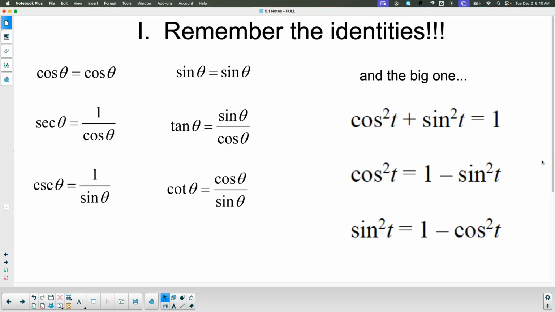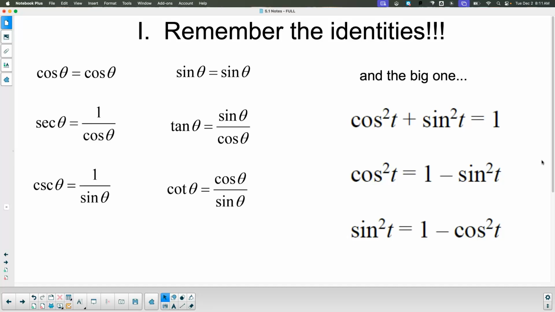That can be rewritten as cosine squared is equal to 1 minus sine squared. Sine squared is equal to 1 minus cosine squared. So those are some identities. With me? In the obviosities that we learned already, we also learned numbers 1 through 6.